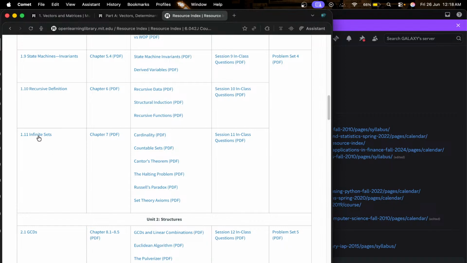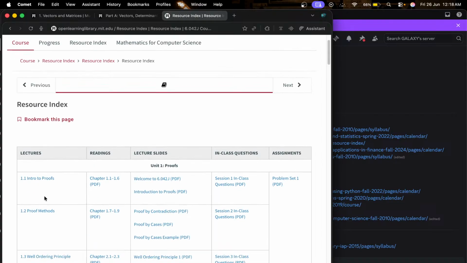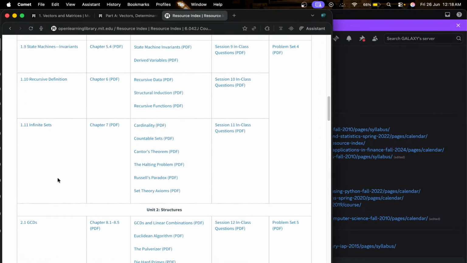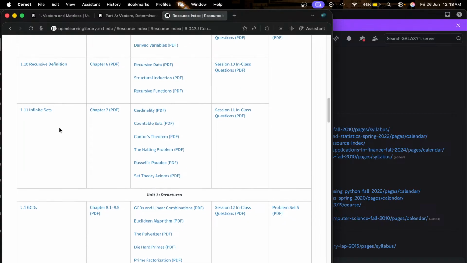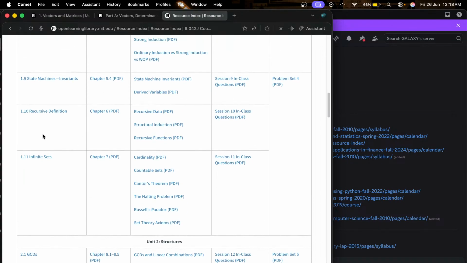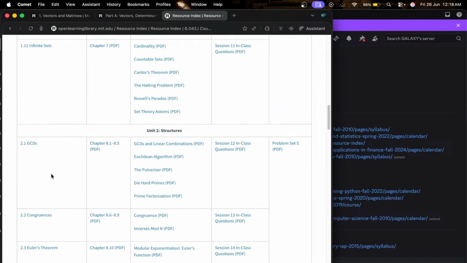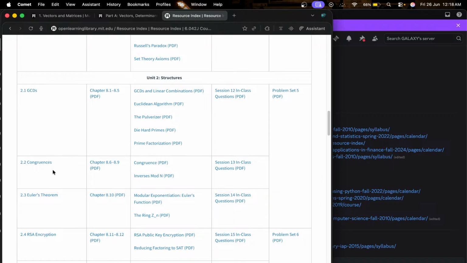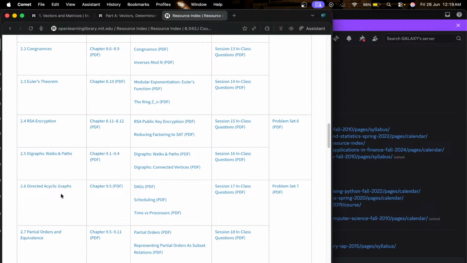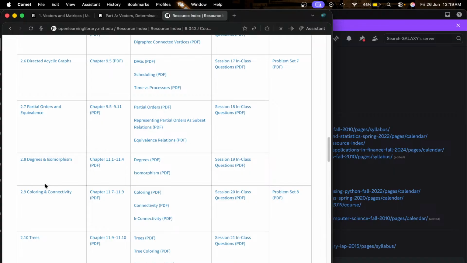So we have 11 readings, 11 readings in just the first introductory proofs. Okay, it won't be that simple. It will be sets, recursive definitions. So mainly it will just build a thought process. Then GCDs, okay, it will take time to grasp. Euler's theorem, digraphs, it will take time to grasp.